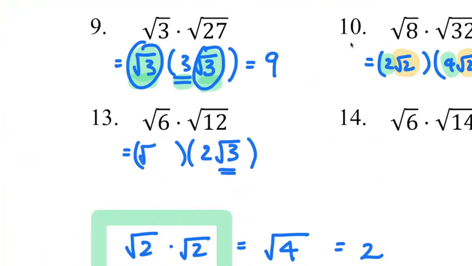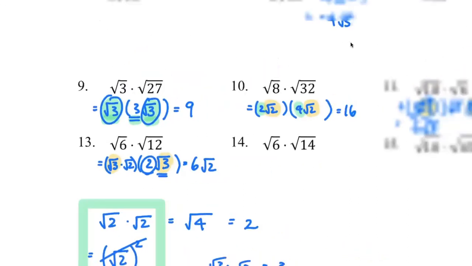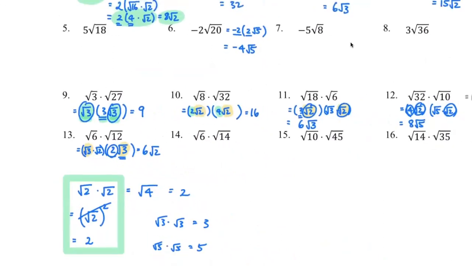Maybe we want to break down the square root of 6 to square root of 3 times square root of 2. And why do we want to do that? Because we have this: root 3 times root 3 is 3. 3 times 2 is 6. So then your final answer is 6 root 2.